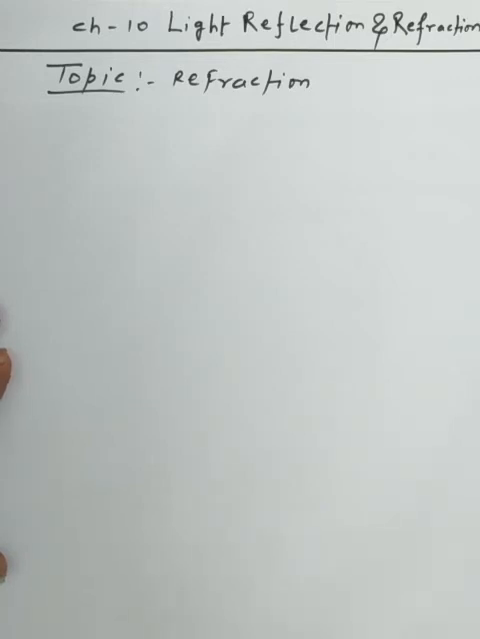Now, dear students, chapter number 10, light, reflection and refraction. And today we have the topic for the revision, that is refraction. And generally, what is refraction? As the ray of light travels from one medium to another medium, it deviates from its path. So generally, it is defined as the phenomenon of the bending of light whenever it moves from one optical medium to another optical medium.